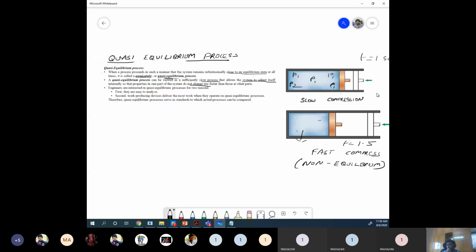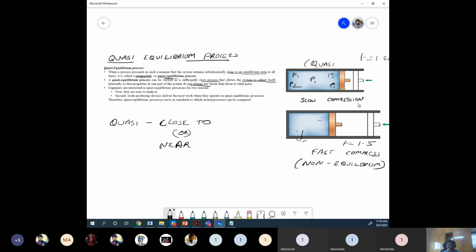But in the real world, this is an equilibrium process, or quasi. The reason why we use quasi is that the English word quasi means close to or near. So it will be near to the equilibrium process, because 100% equilibrium is not possible, right?